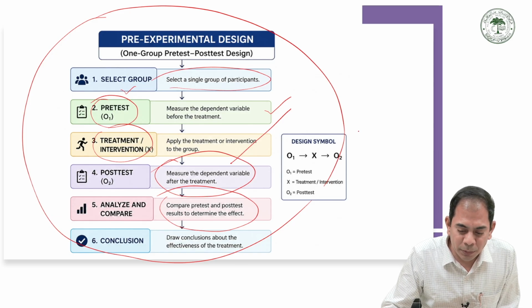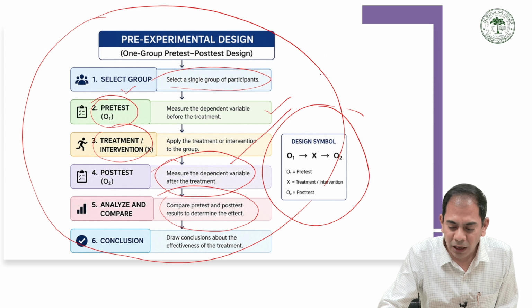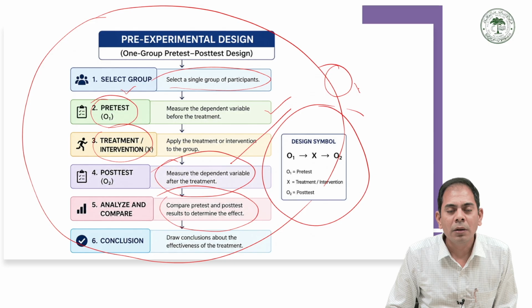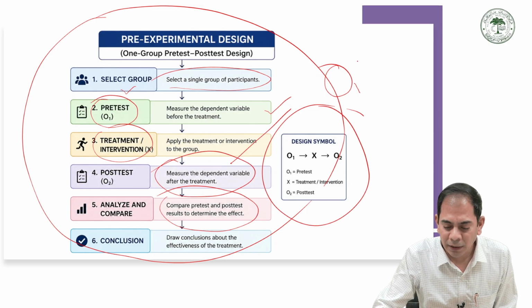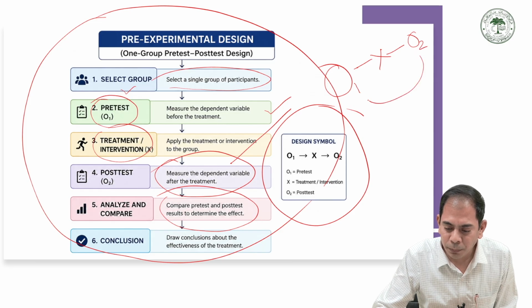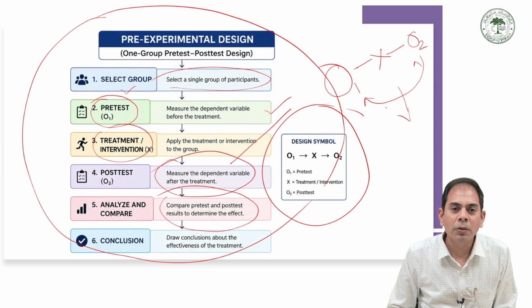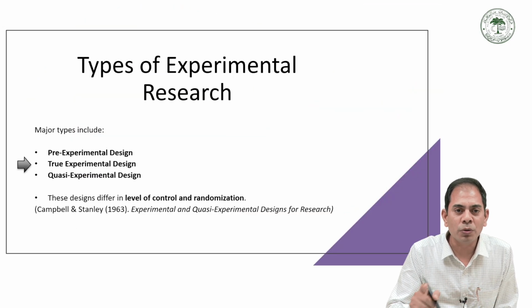So in the pre-experimental design we take only a single group. First we record the data, then we give the experiment, and after that we record the data, and then we compare the post data with the pre data and find out the effect of change from pre to post.